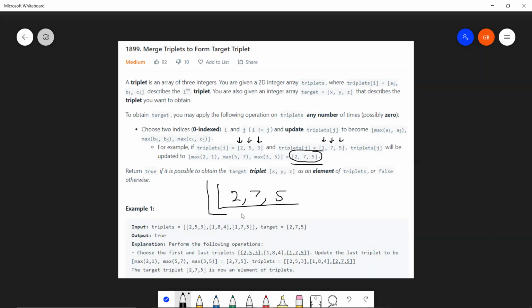Now, such an operation can be performed any number of times, right? I think it is written here somewhere, any number of times, even zero, right? Zero would mean that your target is already present inside your triplet array. So you can perform this operation any number of times, and if you are able to reach your target, you'll return true. And if there's no possible way of reaching the target, you'll return false, obviously, right?